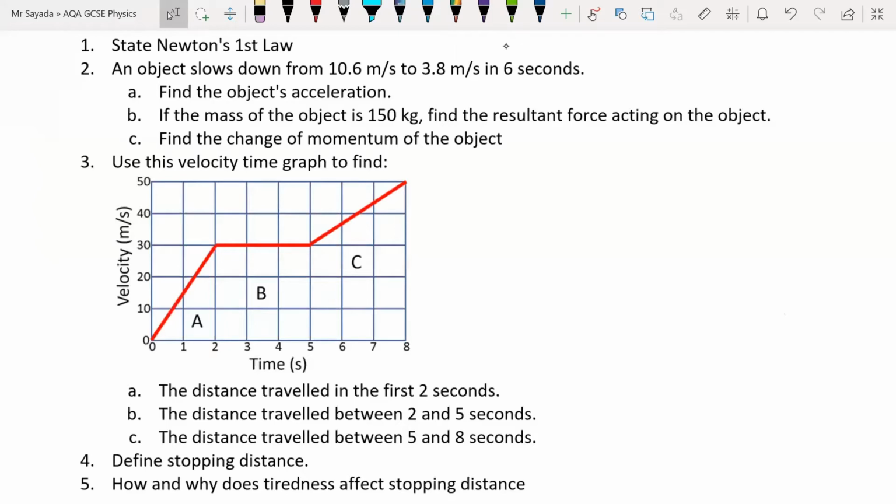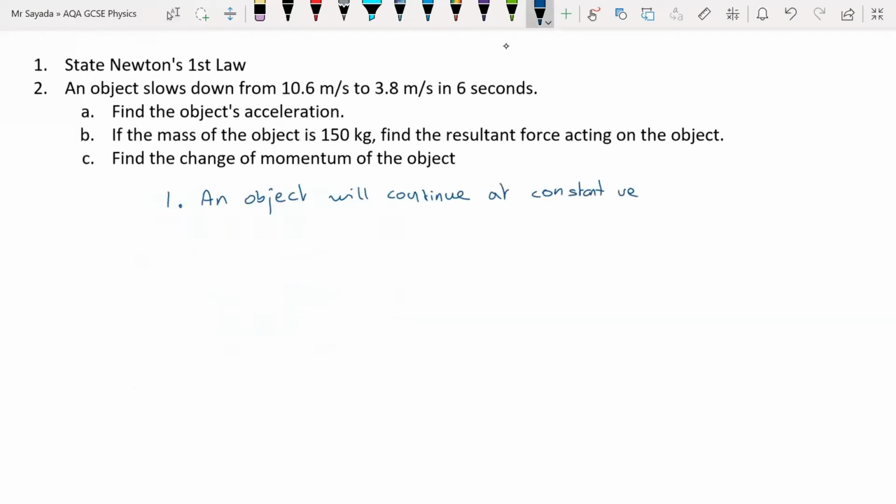So Newton's first law, otherwise known as the law of inertia, says that an object will continue doing what it's doing unless a resultant force acts. So an object will continue at constant velocity. That includes a constant velocity of 0, so not moving. So it could continue not moving unless a resultant force acts.